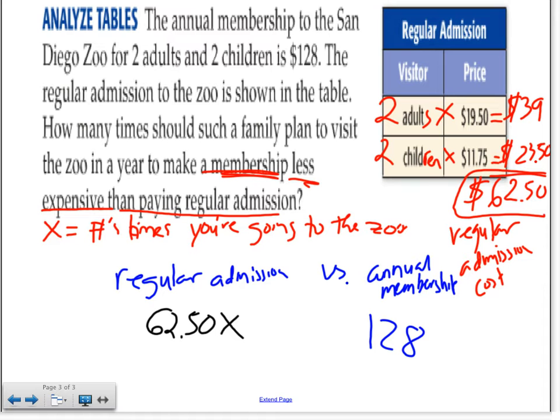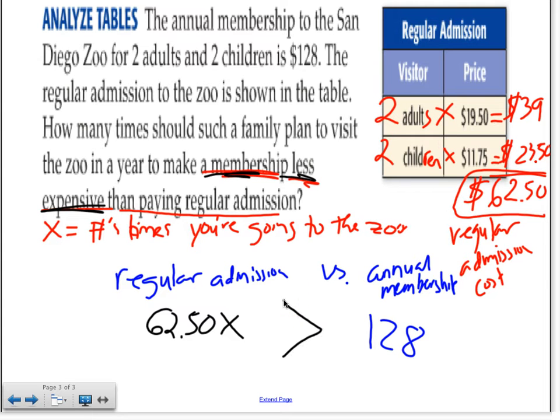And look at this question again. It says, I want to make my membership less expensive. Less expensive means this one costs less than the regular, right? So what should you put in between here to represent that this is less than the other one? Where's the mouth facing? Which value should be on the left? 128. And 62.50 times X goes on the right.